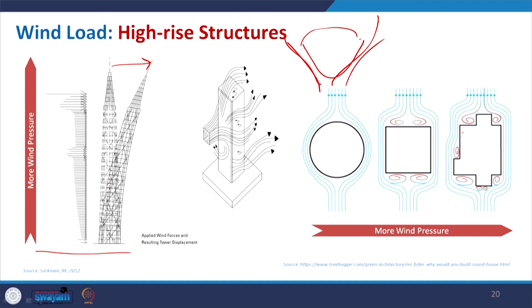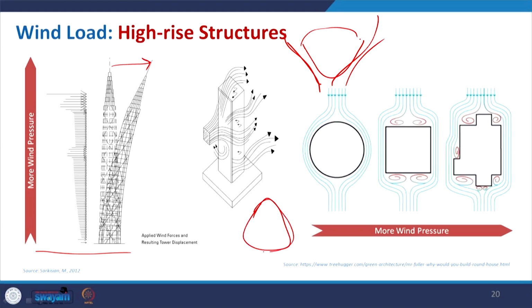and even if your building has an irregular shape, it will be more vulnerable. And that is why, overall, all the high rise buildings take a very basic, very regular shape, either a chamfered triangular shape or circular, or maybe at the edge they just make a round shape, so that this can be easily taken care of.